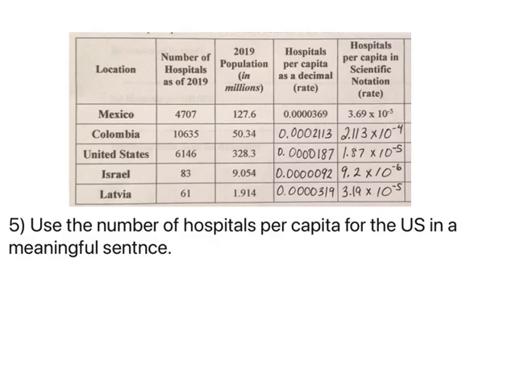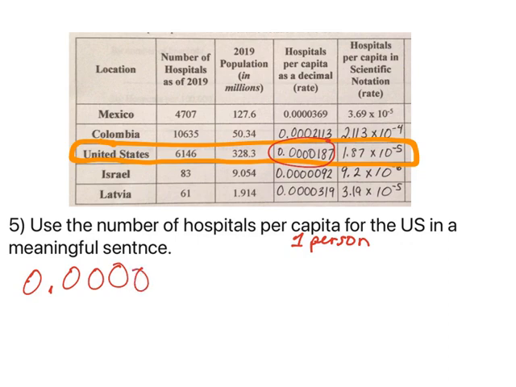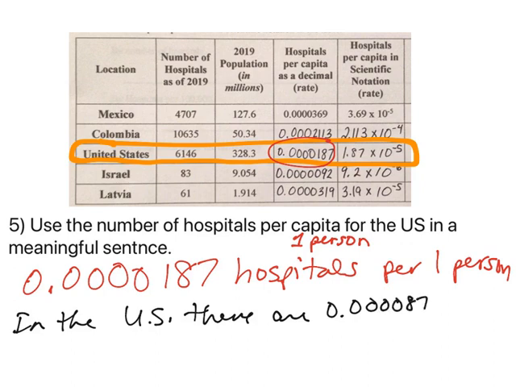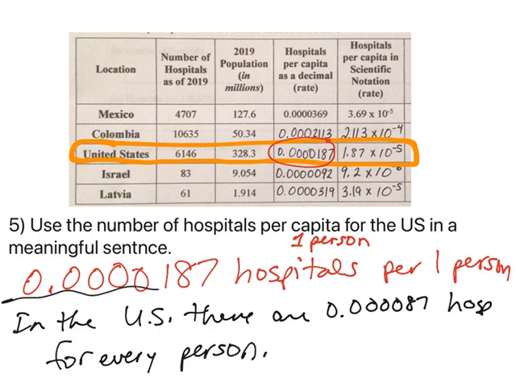So we have our table with our per capita values listed in. Now we're going to use the number of hospitals per capita for the United States in a meaningful sentence. That is this piece here. Now remember what per capita means. Per capita means per one person. So this decimal, 0.000087, is hospitals per one person. That's what that value means. So your meaningful sentence could be, in the United States, there are 0.000087 hospitals for every person. That's what that number means. That is my meaningful sentence.